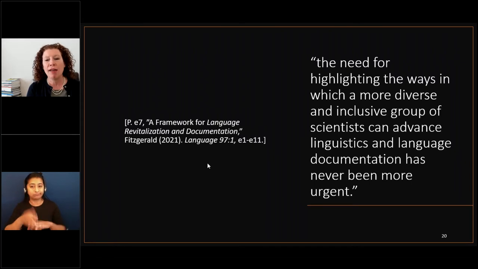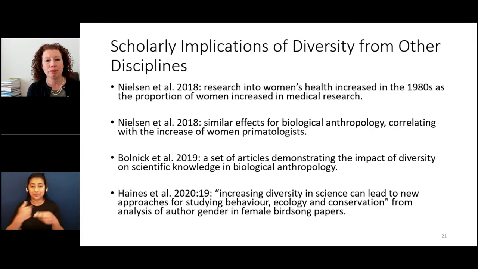And the next slide, I have some citations for you from other disciplines. So Nielsen et al. 2018, in terms of research on women's health, in the 1980s, as more women entered the biomedical research fields, you started to see an increase in medical research on women's health, right? Different questions were being asked when you had different genders as the scientists. That paper also finds a similar effect for biological anthropology, where there's a correlation with the increase of women primatologists. Bolnick et al. 2019 is a nice set of articles demonstrating the impact of diversity on scientific knowledge in biological anthropology.